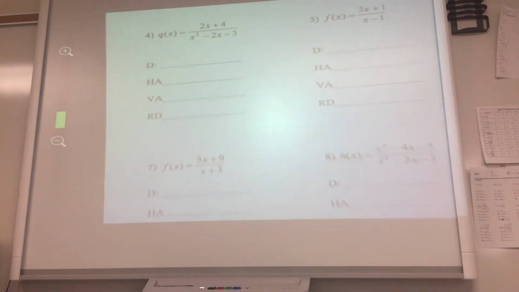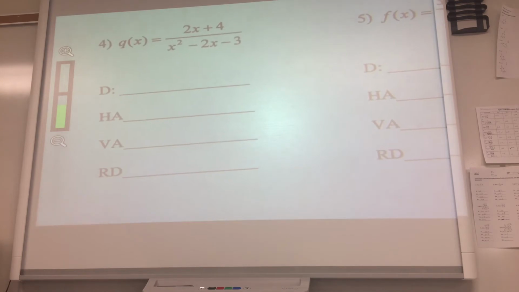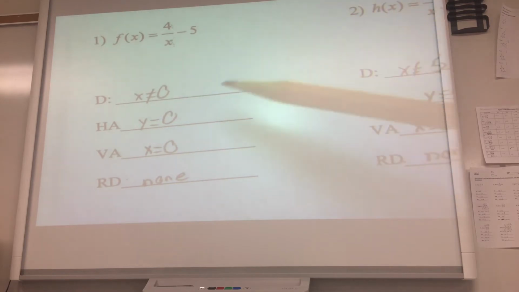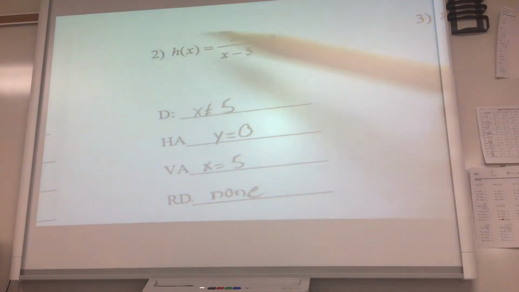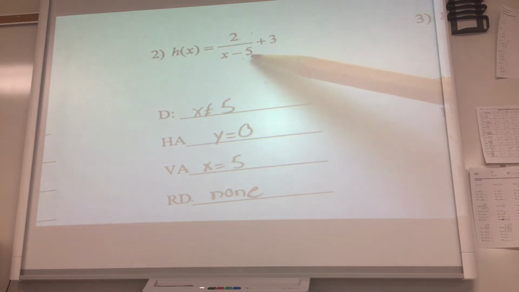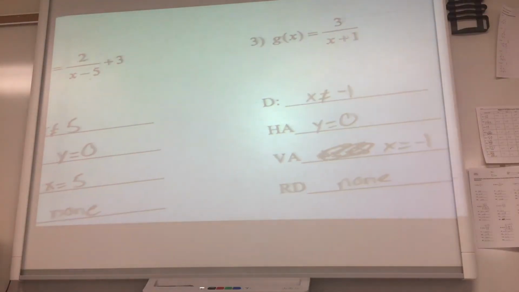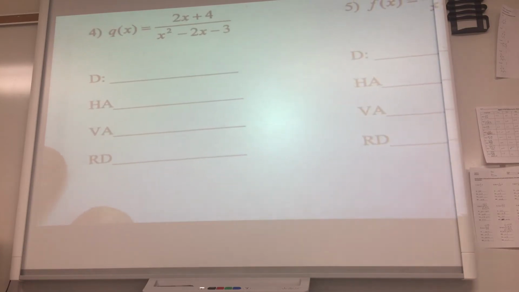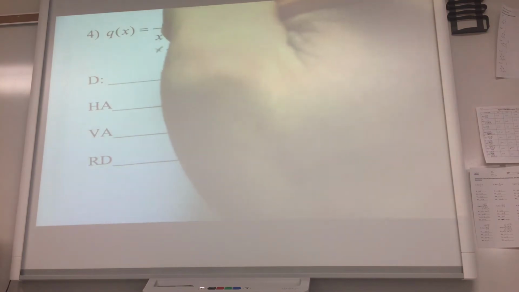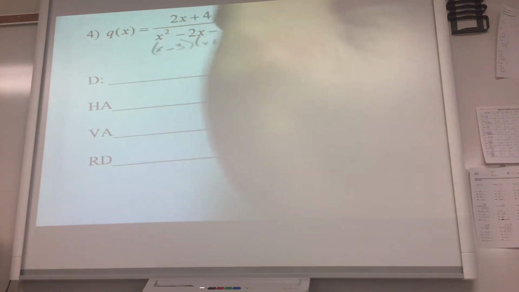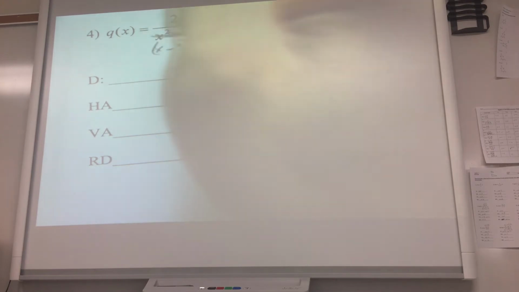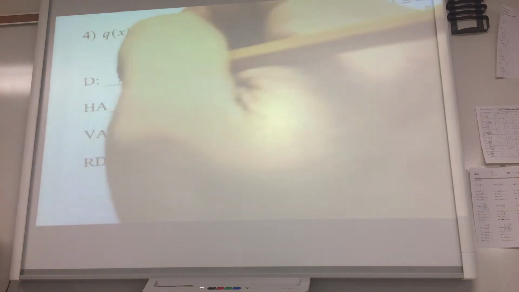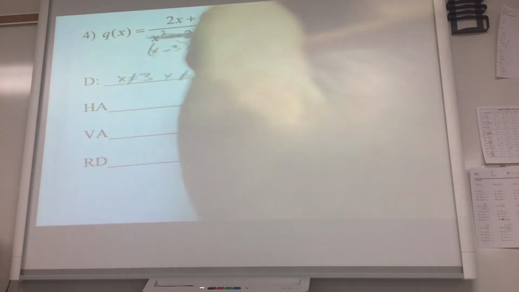Okay, number 4. Now, before I state my domain restrictions, it's not as easy as it was in number 1. If you look at number 1, your domain can't be 0. Number 2, your domain can't be 5. Number 3, your domain can't be -1. On this one, you actually have to factor first. So you have x minus 3 times x plus 1 on the bottom. If you need to learn to factor, look up one of the previous videos on that. So your domain restrictions: x cannot be 3, x cannot be -1.